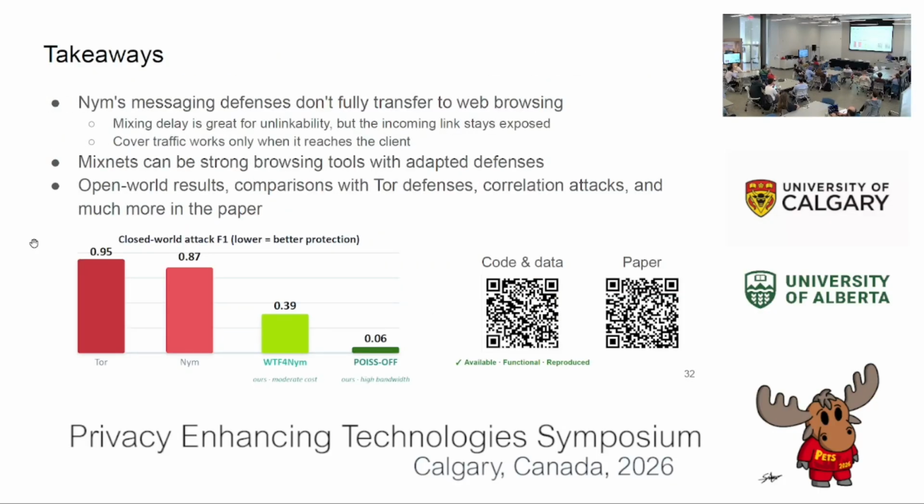So to conclude, NIM was first designed for messaging, and it does not really translate to a good defense for web browsing. We show that with adapted defenses, we can still use NIM properly to hide the traffic: WTF-PAD for NIM for low overhead and Poisson for near total protection. We still have a lot more results in our paper, and we will be very happy to discuss them at the poster. Thank you for your attention.